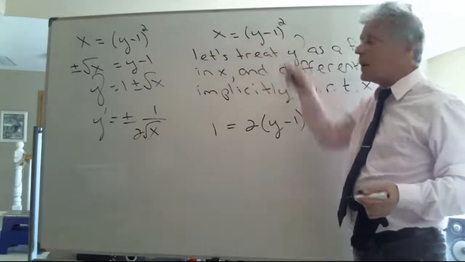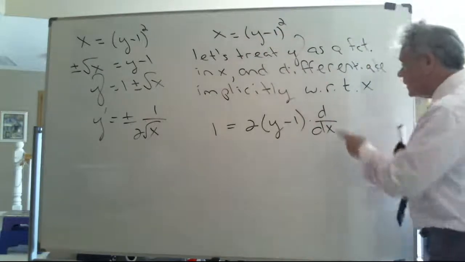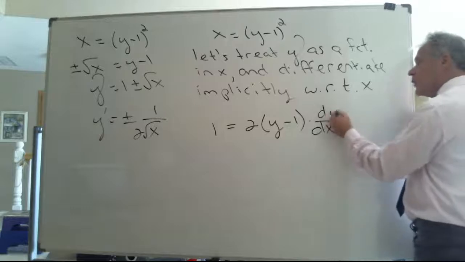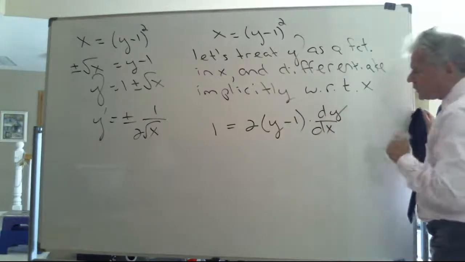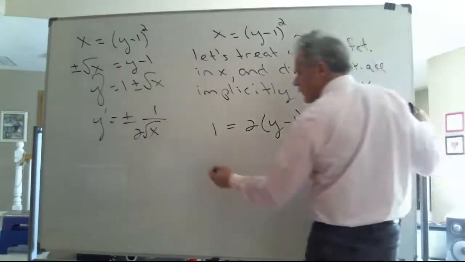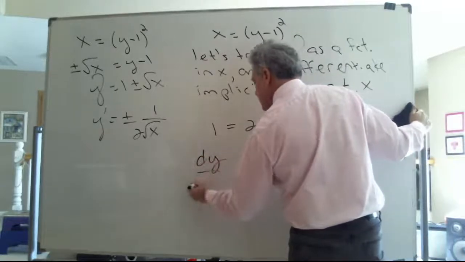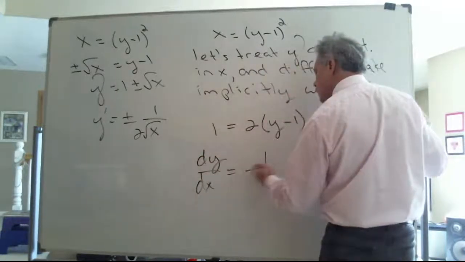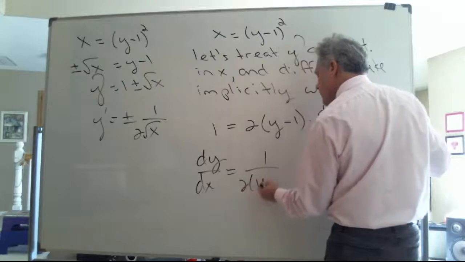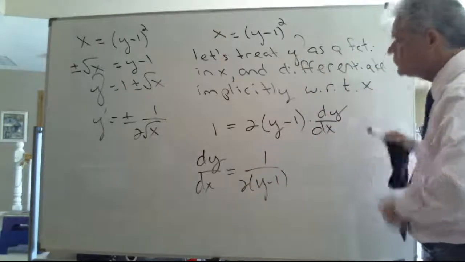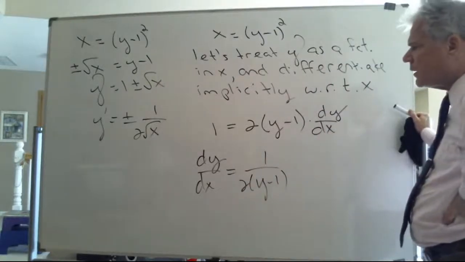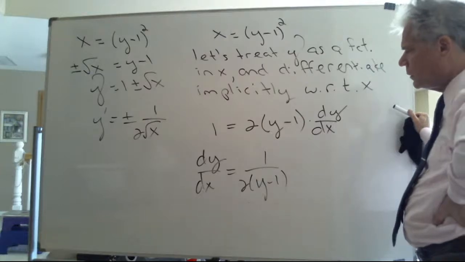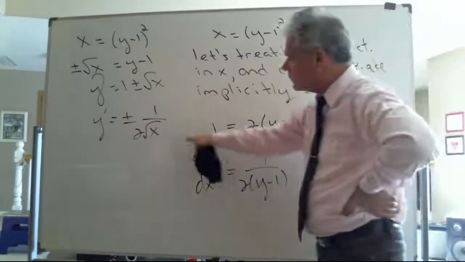But the derivative of y minus 1 with respect to x is the derivative with respect to x of simply that y. And now to solve for dy dx, or y prime, whatever you want to call it, I see that dy dx is 1 over 2 times y minus 1. Oh shoot, did that not work? That looks so different than this.